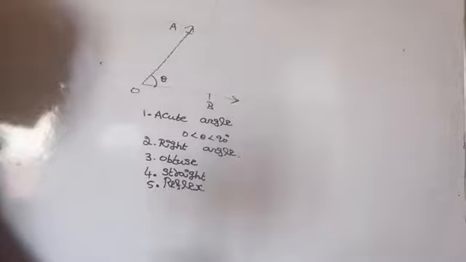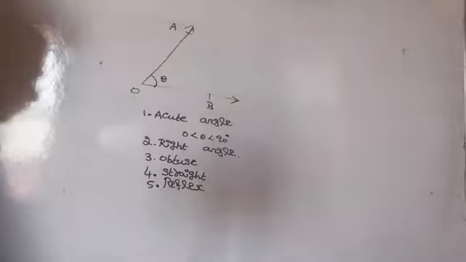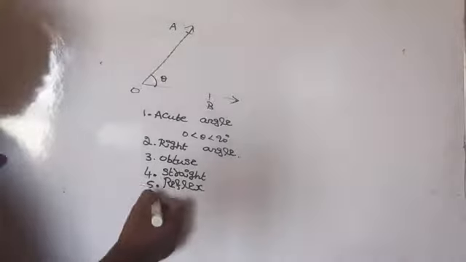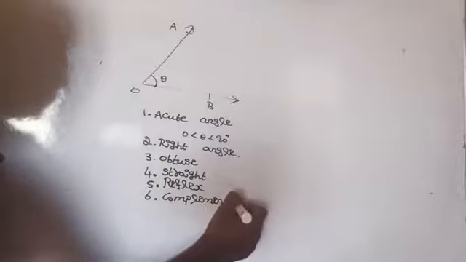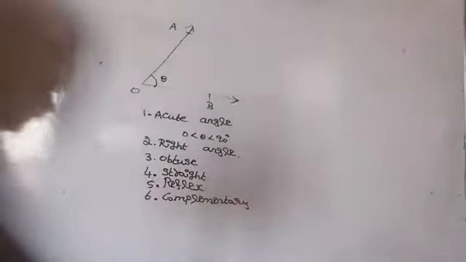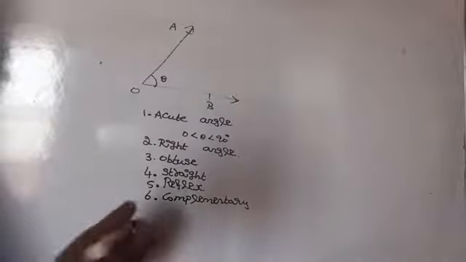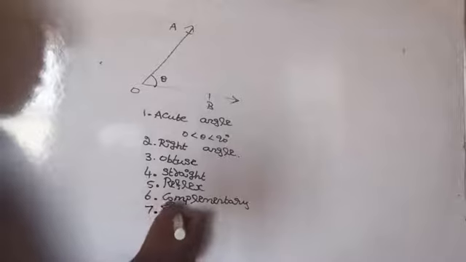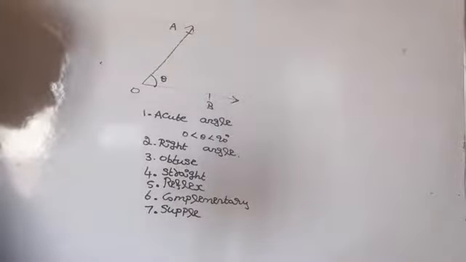is called a reflex angle. After that, the complementary angle. Complementary angle means when the sum of the measures of two angles is 90 degrees, then it is called a complementary angle. Are you getting here? Then the supplementary angle. When the sum of the measures of two angles is 180 degrees, then it is called a supplementary angle. Are you getting here?